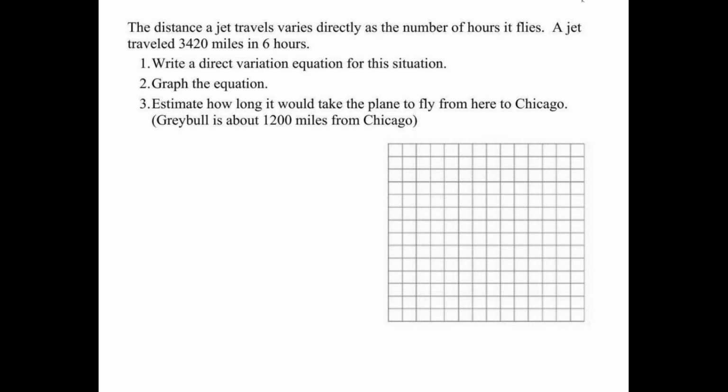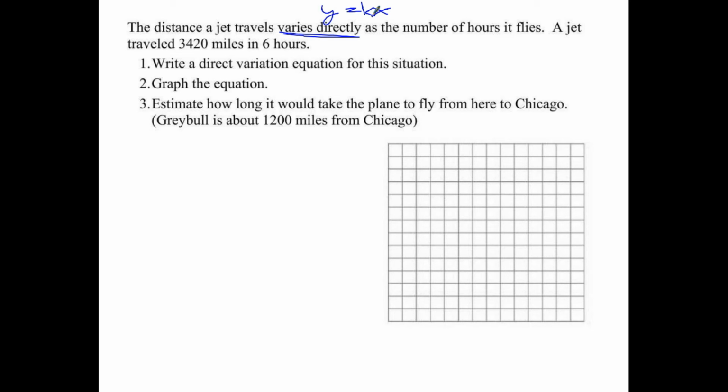All right, the distance a jet travels varies directly as the number of hours it flies. In that sentence, what was the most important thing that you needed to pick up on? Varies directly. Yep. As soon as you see this phrase right here, what do you need to think? Y equals kx. A jet traveled 3,420 miles in 6 hours.